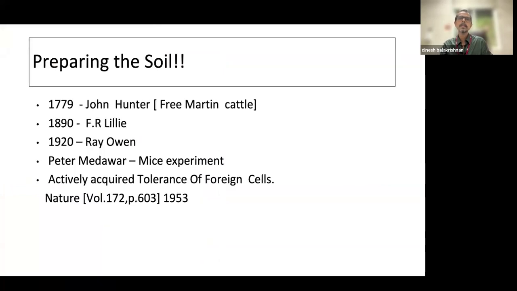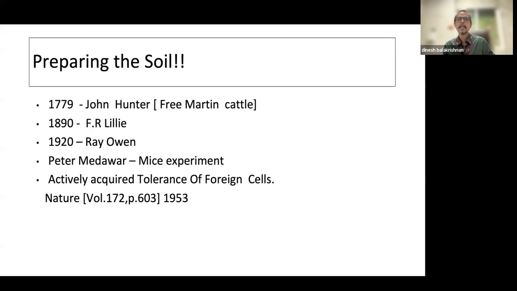So just to introduce you to the field of transplant, in the 17th century, the famous John Hunter had noticed an experiment of nature. When he observed the twin Freemartin cattle, he found that the male was normal, whereas the female was sterile. This was in the 17th century, and he just called it an experiment of nature. But he did not know why exactly this was so.